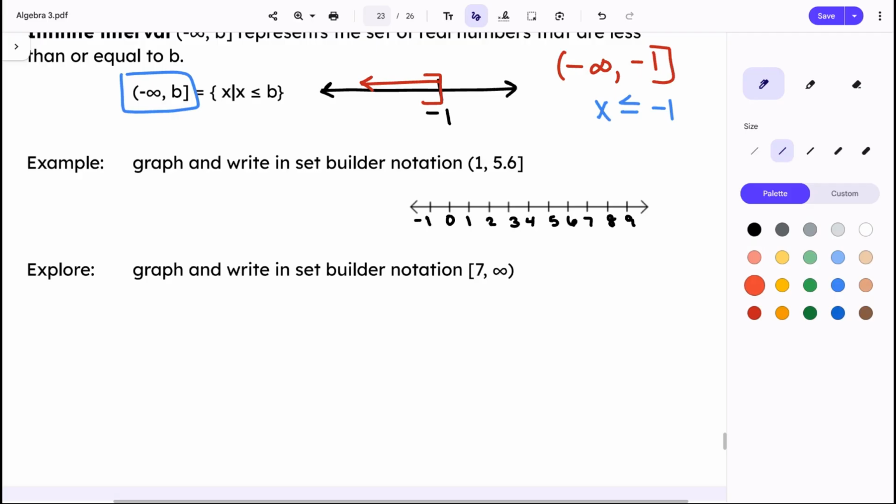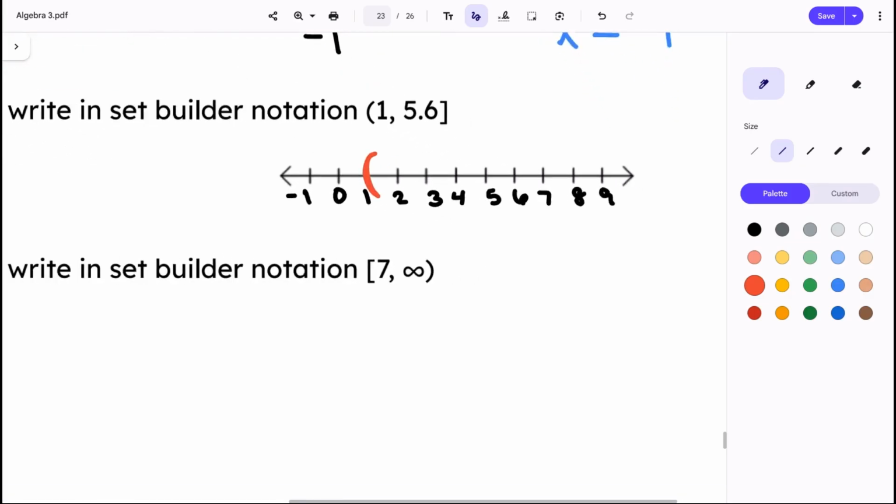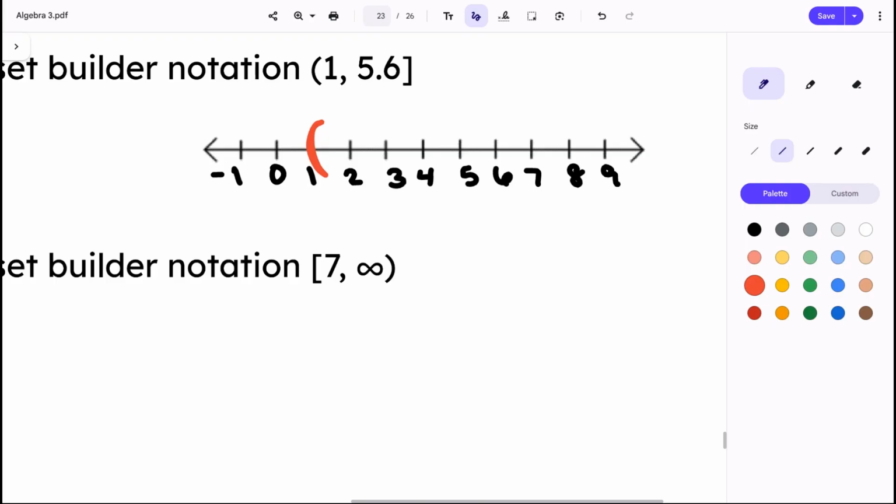So at 1, it's not including 1. So we could get as close to 1 as possible. And so I'm going to put a parenthesis around 1. And then I have to figure out about where 5.6 is. Now, you're going to have to estimate on that because we are on a number line. So 5.6 would be a little over halfway. And this time you're going to have a hard bracket.